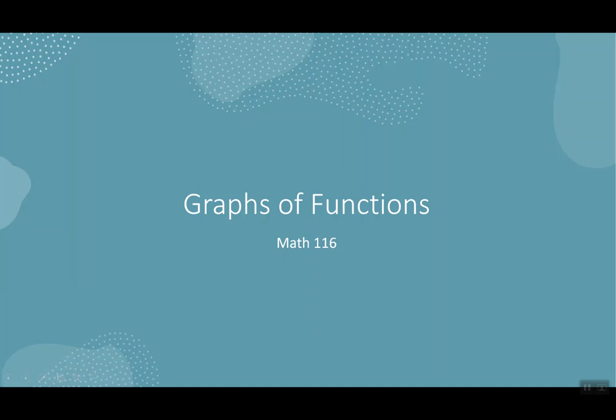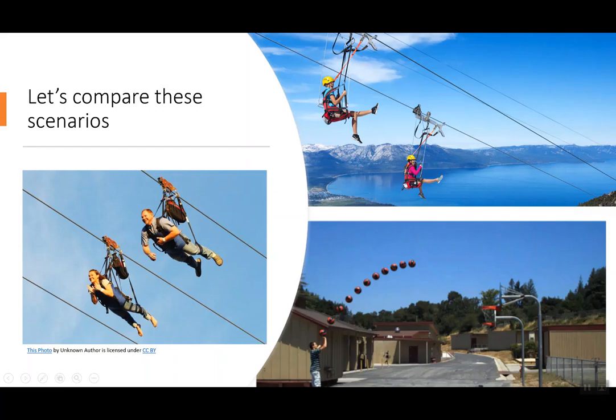Today we're going to talk about graphs of functions. So let's compare a few scenarios. In this first picture I have some zipliners, but these zipliners are like at the Fremont Experience in Las Vegas, where they're going straight across, not going up, not going down, just going across the street and looking down below.